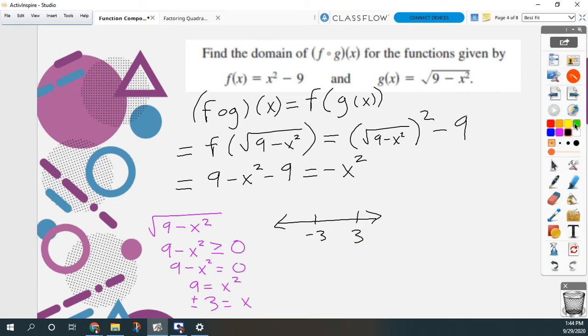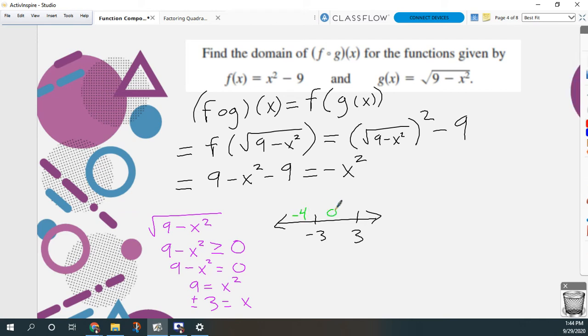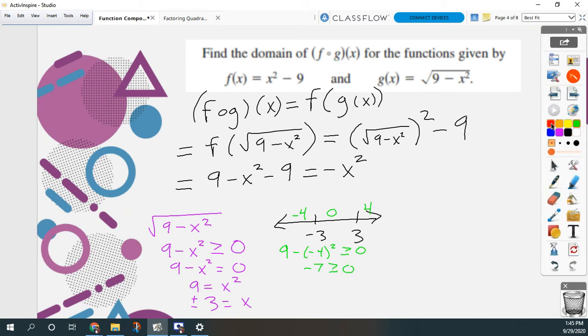Once we've done that, we want to choose some values that are in each of the portions of our line that we now have. So I'm going to plug in negative 4 first. So notice I have 9 minus negative 4 squared is greater than or equal to 0. Negative 4 squared gives us 16. 9 minus 16 gives us negative 7. So notice that that does not work.